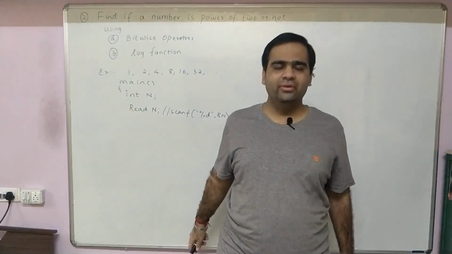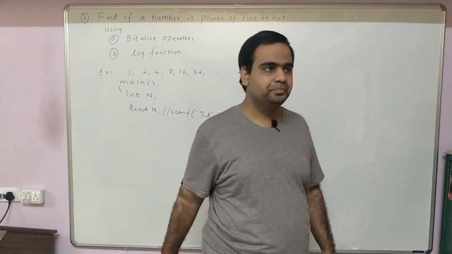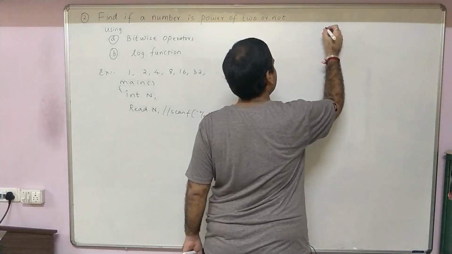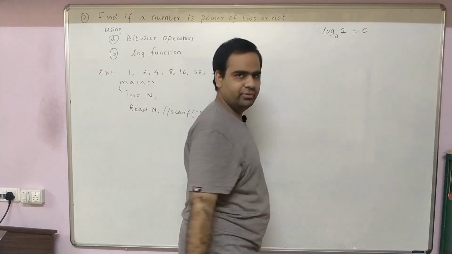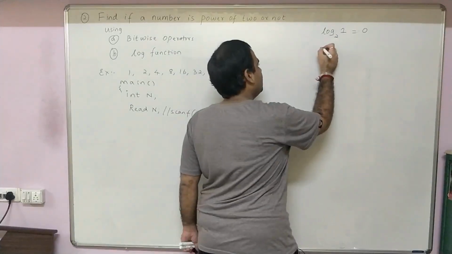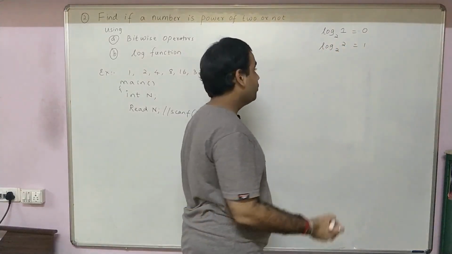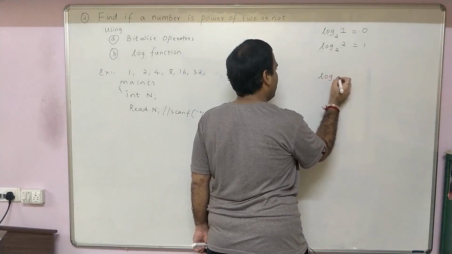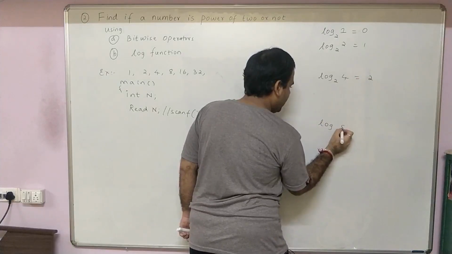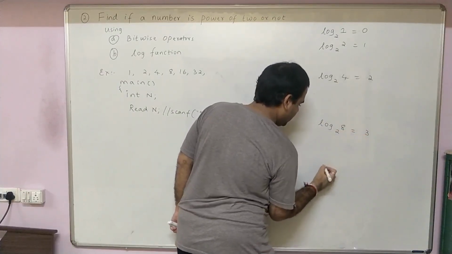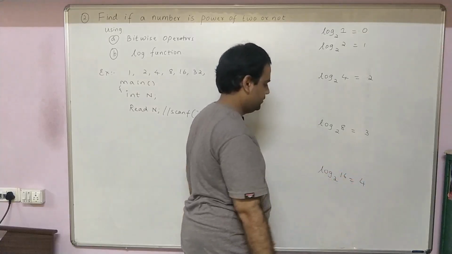Let us see how we can use the logarithmic function over here. If I take log 1 to the base 2, it is equal to 0. And what is log 2 to the base 2? It is equal to 1. I am taking the powers of 2. Log 4 to the base 2 is equal to 2. Log 8 to the base 2 is equal to 3. Log 16 to the base 2 is equal to 4.